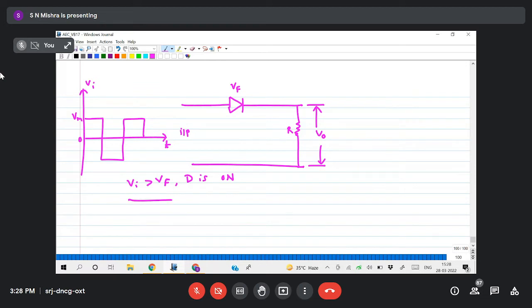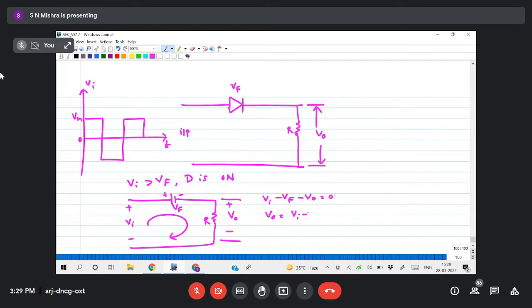In place of the diode, I'll not take a short circuit. I'll take a voltage source whose voltage is Vf. Then resistance R, then plus minus V naught. Here Vi, then apply KVL. What will we get here? Vi, then this is plus minus, so minus Vf minus V naught equals 0. So V naught equals Vi minus Vf. Understood? Yes, sir.